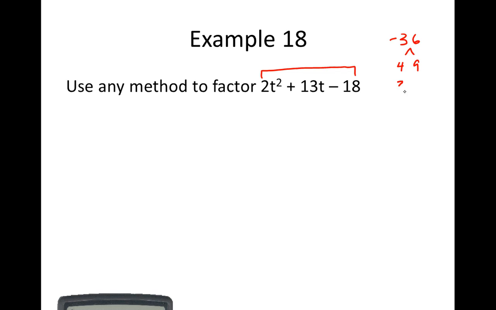2 and 18, that's not going to work. 3 and 12, that's not going to work. 6 and 6 gets us close, no, because one has to be positive, one negative, so even if it's close. So we tried 1 and 36. That's not going to work. So we've exhausted all of our factors. So what are we going to say here? Prime.